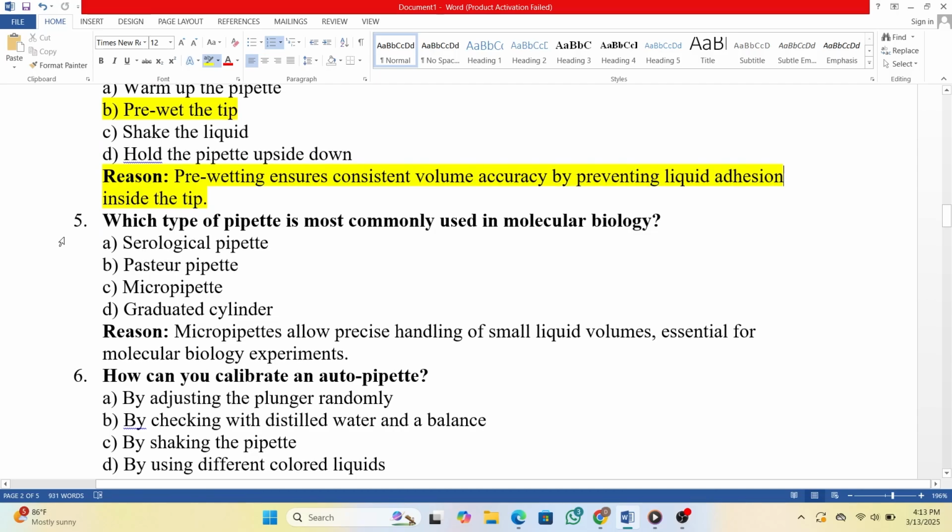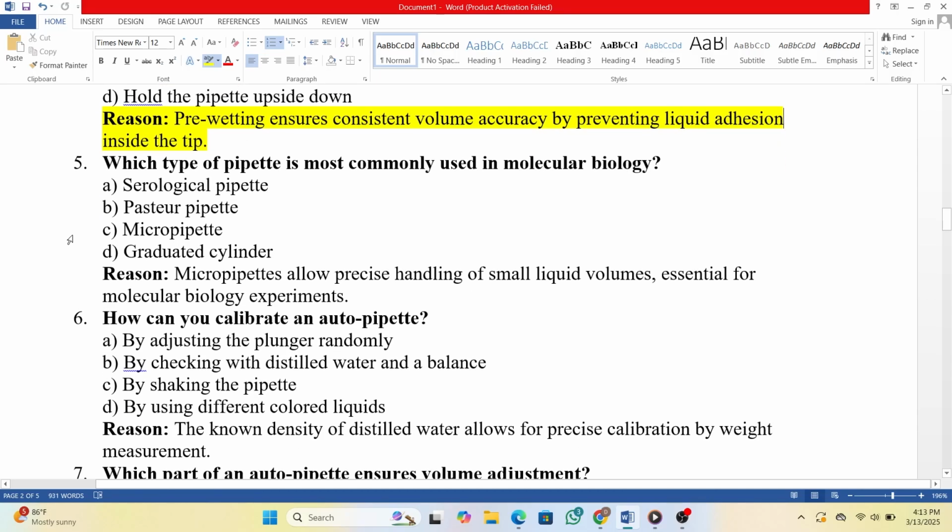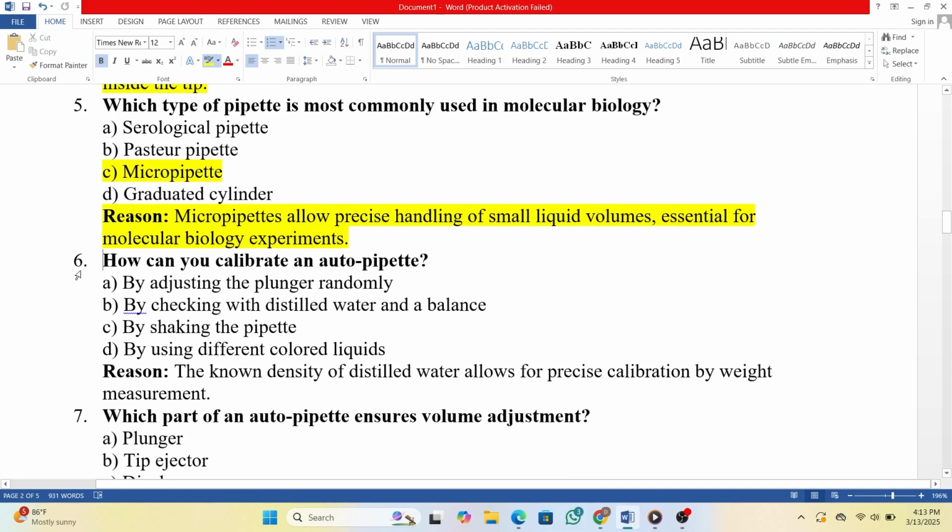5. Which type of pipette is most commonly used in molecular biology? A. Serological pipette. B. Pasteur pipette. C. Micropipette. D. Graduated cylinder. Answer: C. Micropipette. Reason: micropipettes allow precise handling of small liquid volumes, essential for molecular biology experiments.